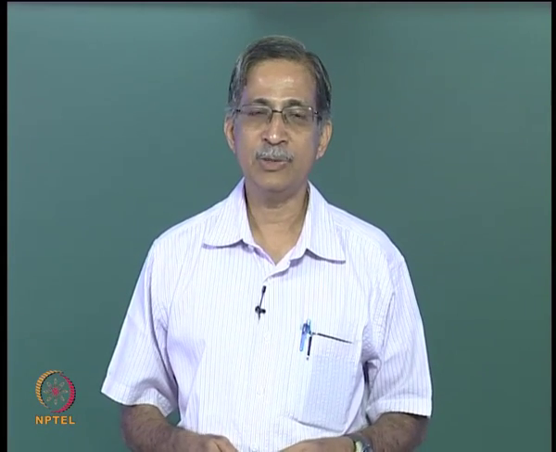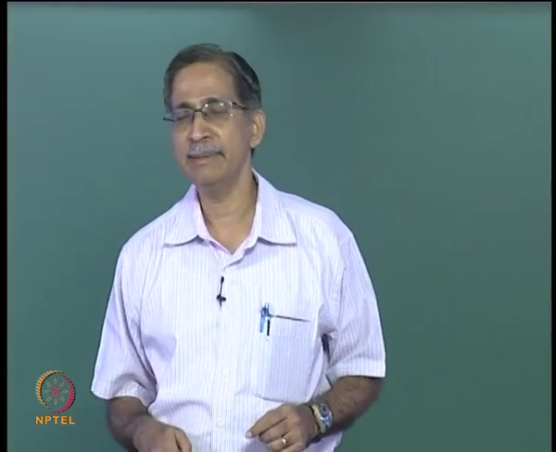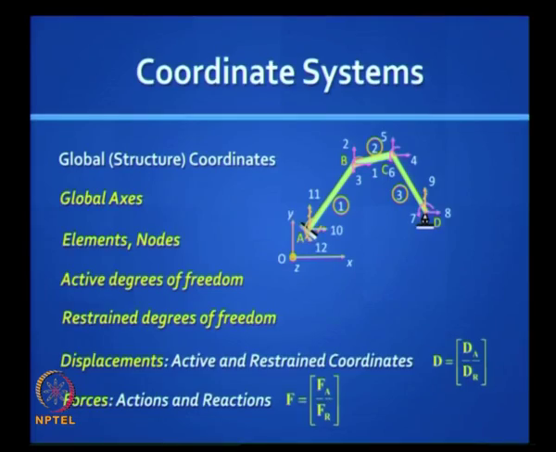We want first of all to have a framework in which we show the structure geometrically, which means we have to identify the elements, the nodes with reference to some Cartesian coordinates. We have to identify the active degrees of freedom, restrained degrees of freedom, and that is how we define the vectors D and F. D is the displacement vector, F is the force vector.